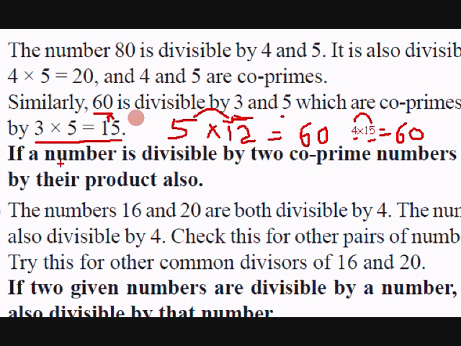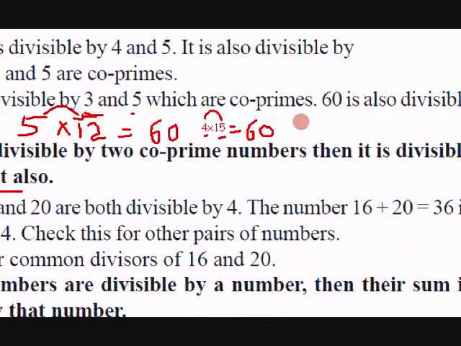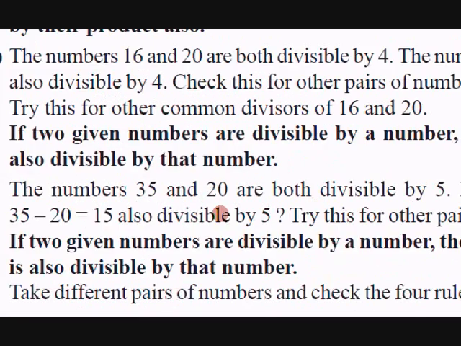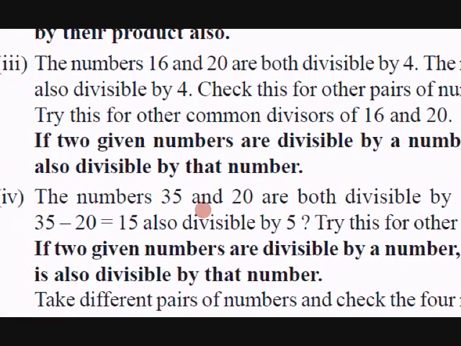Likewise, you keep on doing things, okay? 2 into 30 or like that, 3 into 20, all these things are co-primes. So if a number is divisible by two co-prime numbers, then it is also divisible by their product. That is the point. So let us take another example here.